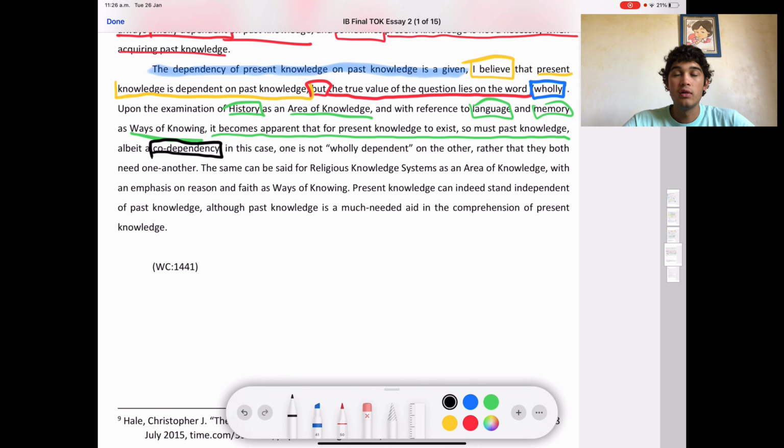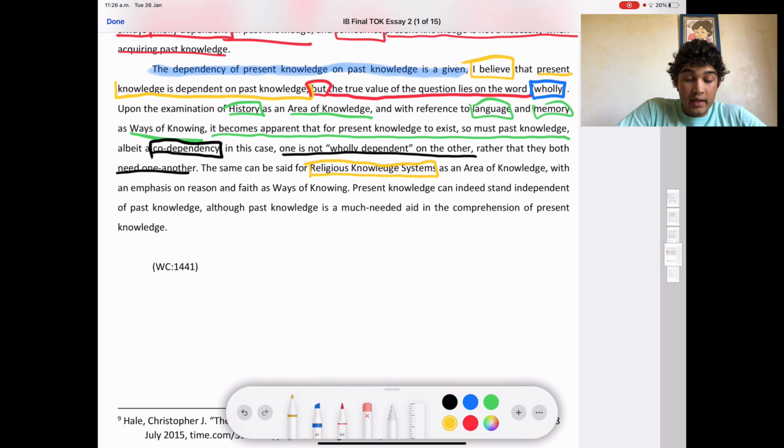There is no wholly dependency. There is a codependency. One is not wholly dependent on the other. They both need one another. And here, I just broke down my first paragraph, or my first area of knowledge, and my first two paragraphs. Now I break down my second two paragraphs, and I spoon feed them to the invigilator, to the person that's grading.